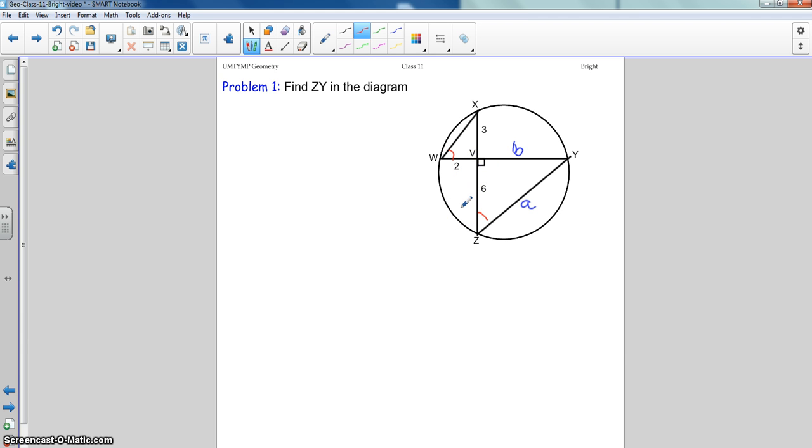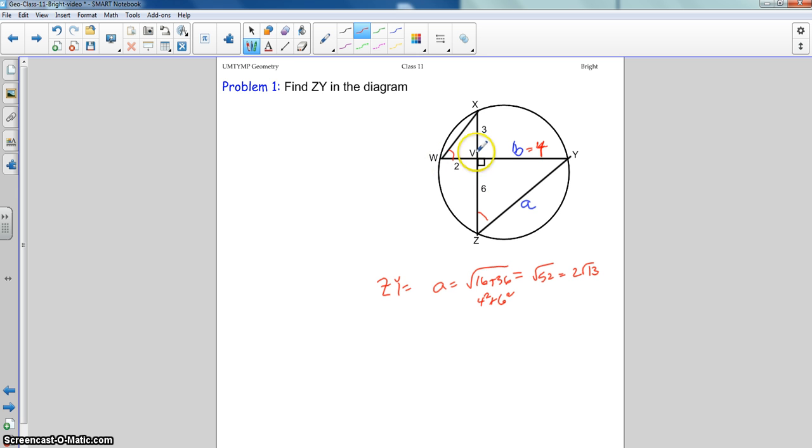Okay, and therefore I have similar triangles with ratio 2, so that tells me that if this is 2, this is going to be 4. And then to determine A, I can just use the Pythagorean Theorem, and so A, which is equal to ZY, is going to equal the square root of 16 plus 36, so 4 squared plus 6 squared, and so this is going to be the square root of 52, or 2 square root of 13.